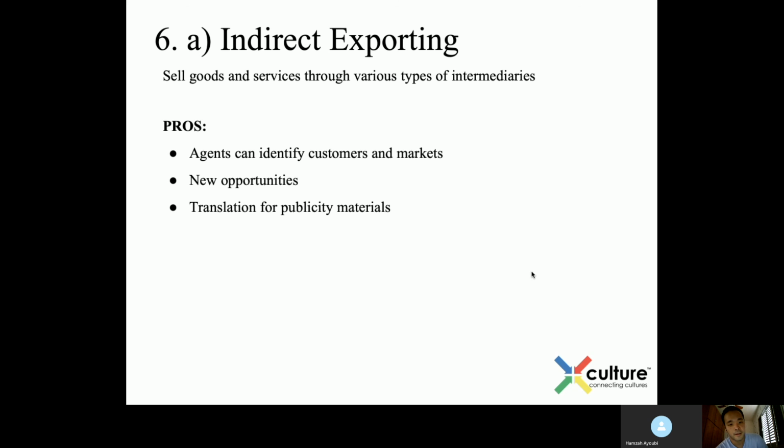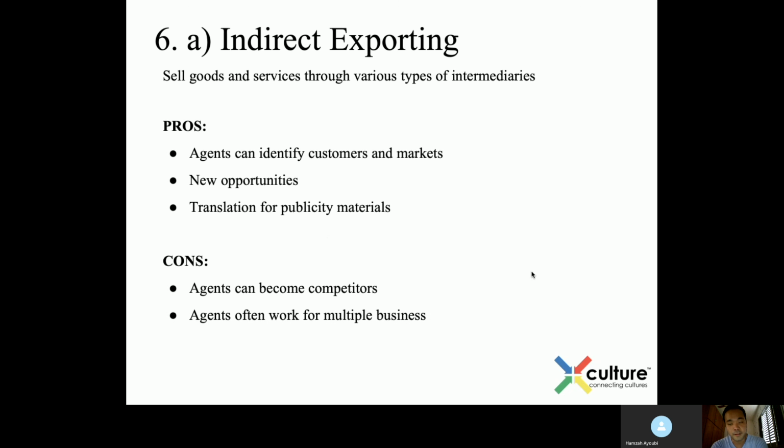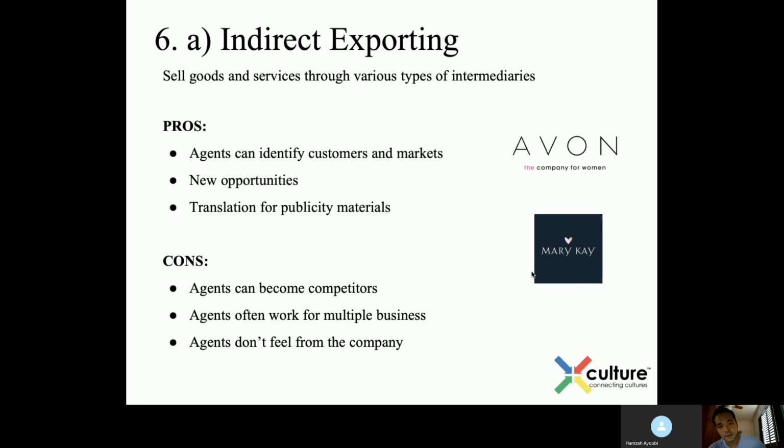The pros are agents can identify customers and markets, can identify new opportunities, and translate the publicity materials. The cons are agents can become competitors. They often work for multiple businesses, so they don't feel part of the company. They work by themselves. Two examples of indirect exporting are Avon and Mary Kay.